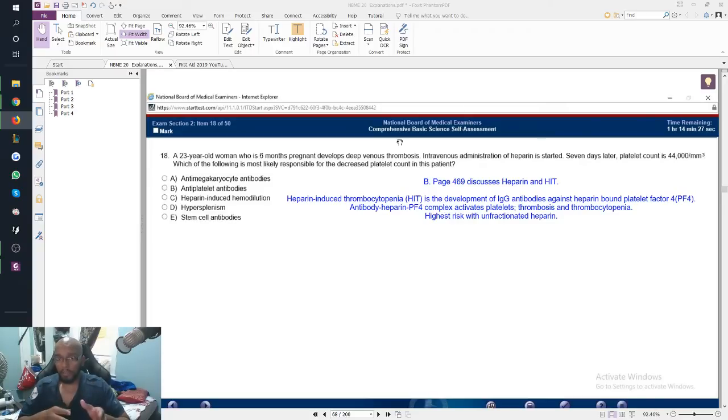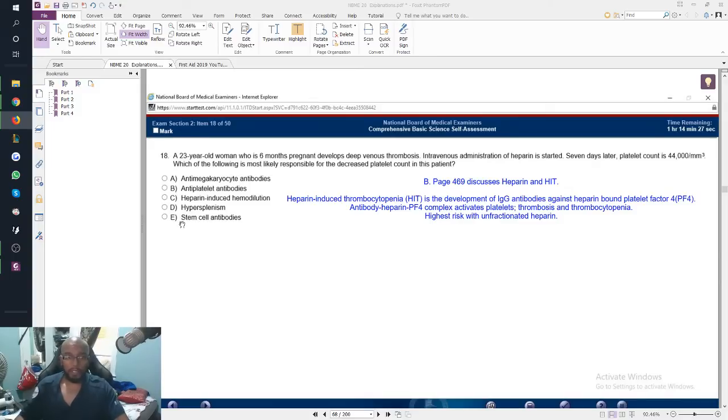But heparin-induced thrombocytopenia is a very important high-yield topic that you need to know. It occurs because of the development of IgG antibodies against heparin-bound platelet factor 4. PF4 is something that is directly related to heparin. Antibody-heparin-PF4 complexes activate platelets, and you use up all your platelets now. So you get thrombosis because of the excessive platelet usage, and you run out of platelets, which is thrombocytopenia. This is highest risk with unfractionated heparin.